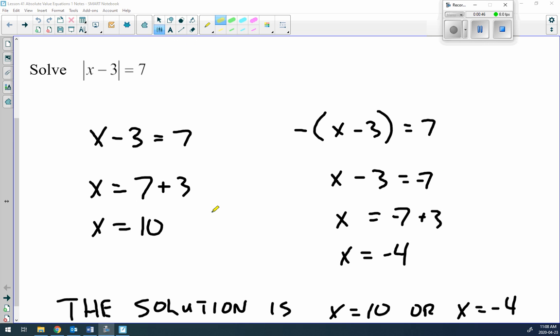And if you want, you can double check it. So the solution is either 10 or negative 4. Now, you can practice this, right? Or go back. 10 minus 3 is 7. Absolute value of 7 is 7. Correct. Plug in negative 4. Negative 4 minus 3 is negative 7, but the absolute value of negative 7 is 7. So you always have to check your answers when you're doing this, because you're going to get solutions that are known as extraneous.